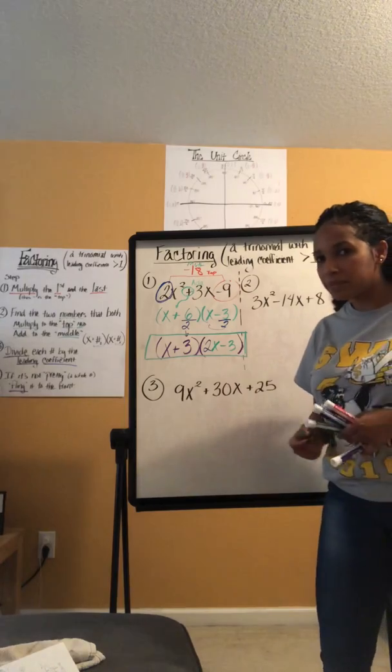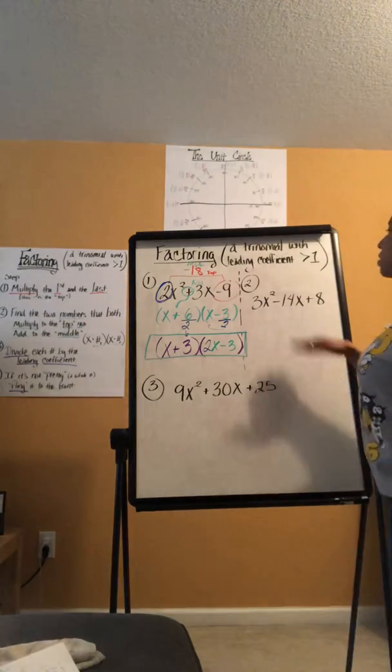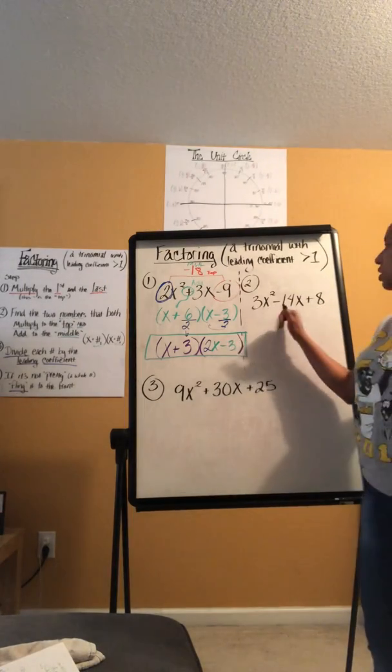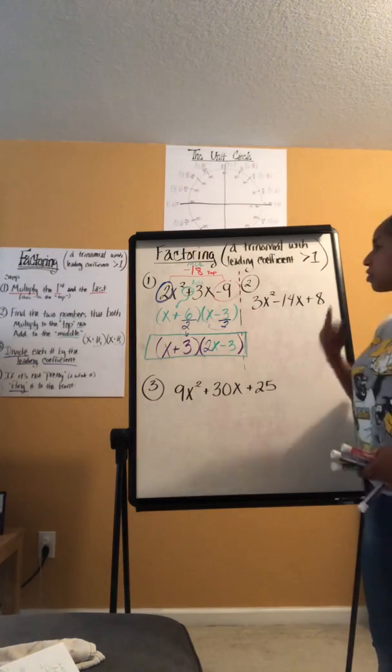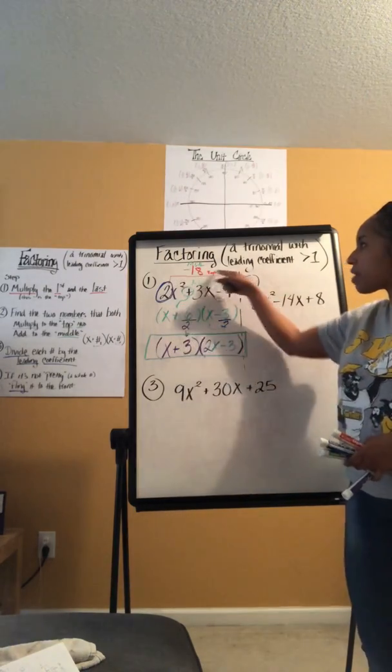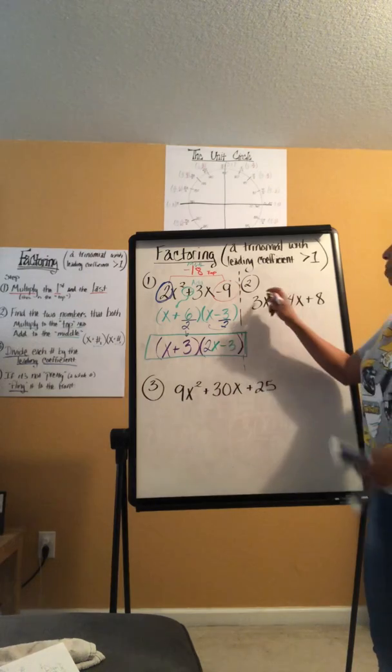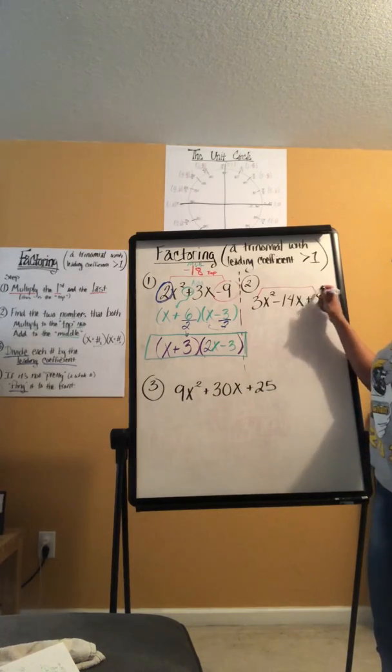All right? Let's try that again. So again, I gave you another situation where these 3 numbers don't have anything in common. So my first step was to multiply the first and the last. So I'm going to multiply the 3 times the 8.